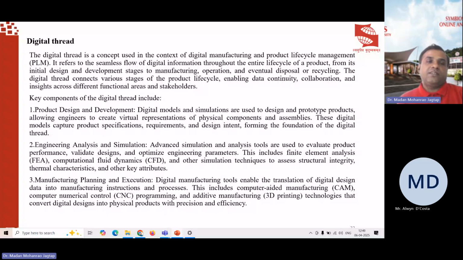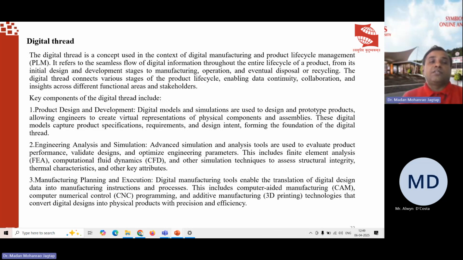So when I say digital thread is communicating information, we are having CAD, CAM, CAE, then we are having 3D printers. So the data from one point to another point gets communicated through a digital thread. So when we say there is digital manufacturing occurring, how will it occur? It will occur through the digital thread.